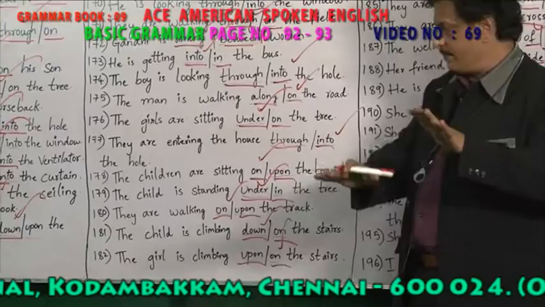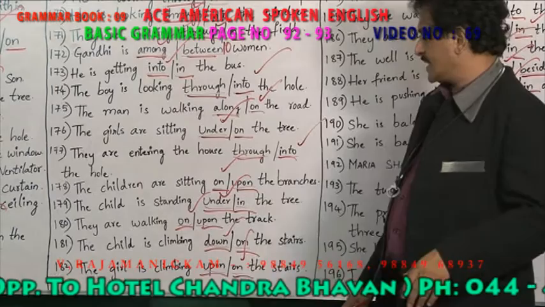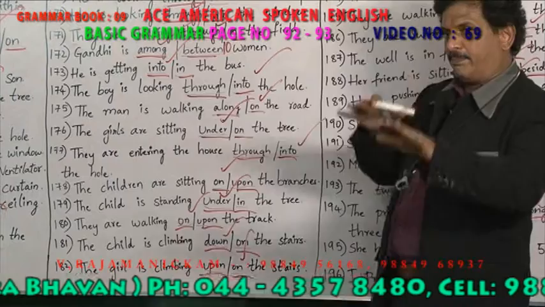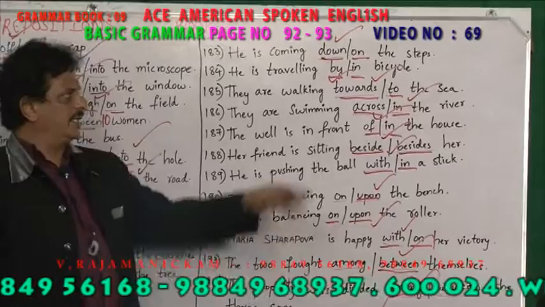The child is climbing down the stairs or on the stairs, endru solgira bolude stairs endral padikattugal, keezhe nadandhu kondirukkirargal. Down the stairs. The girl is climbing upon the stairs or on the stairs, endru solgira bolude andha pen padikatgalin mele nadandhu sendru kondirukkiral. On the stairs endru solla vendum. So here, he is coming down the steps or on the steps. Avan padikatkalukku keezhe vandhu kondirikkiraan, down the steps.